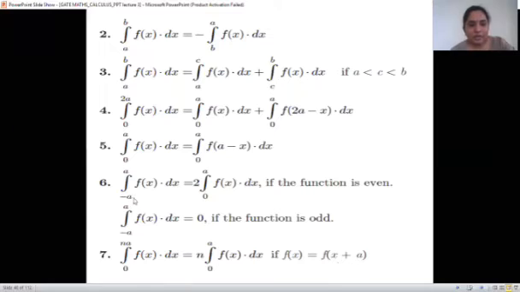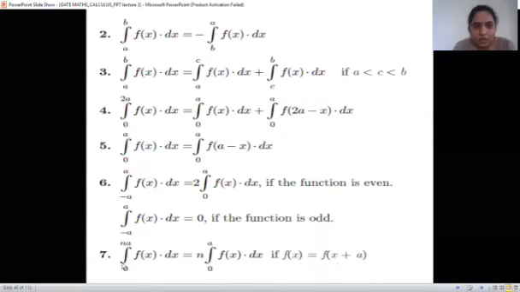Next, integration minus a to a f of x dx. I think we have seen this formula in class. If the upper and lower limits differ just by a sign, then integration minus a to a f of x dx is 2 times integration 0 to a f of x dx if the function is even, and if the function is odd, then the value of the integration is 0.